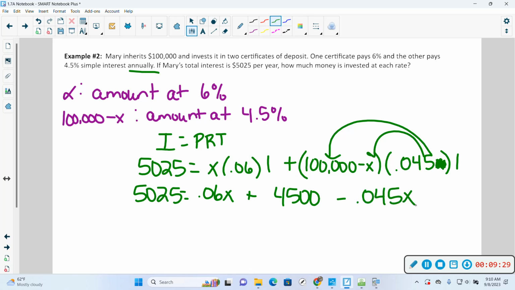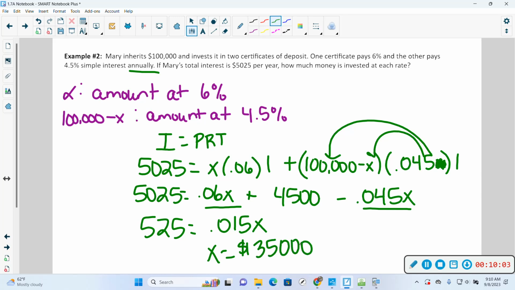And that's not too bad of an equation to solve. Of course, we're going to put our terms together. I'm going to subtract the 4,500 off. You get 525 when you subtract it. 0.06 minus 0.045 is 0.015. I'm running out of room. Divide that out. What do you got for x? I heard it, 30. Divide it. What do you got? 35,000. You got it.